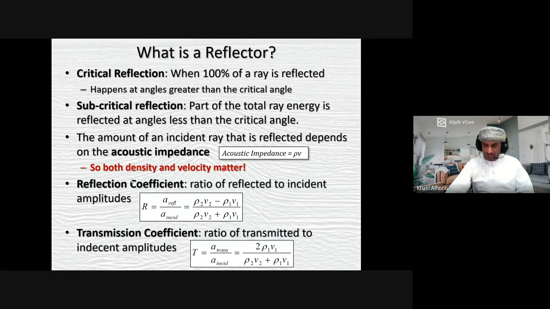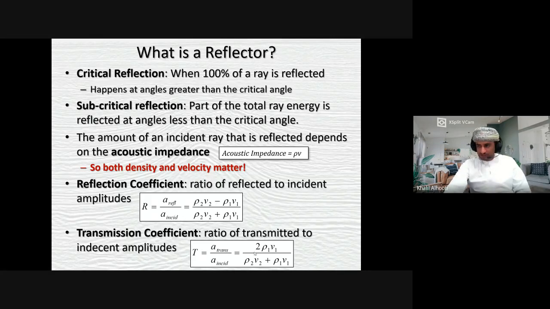There are two parameters, or coefficients, we name them: the reflection coefficient, and the other one is the transmission coefficient. How much energy is reflected back? How much is transmitted down? If we take only the acoustic impedance into consideration, not the angle, it can be worked out using this formula. For the reflection coefficient, that's the lower layer density and velocity minus the upper layer density and velocity. It gives you what we call the reflection series, or reflection coefficient. You divide it by their sum.